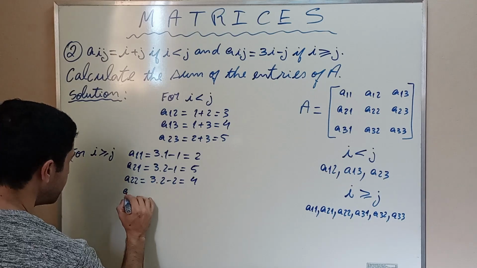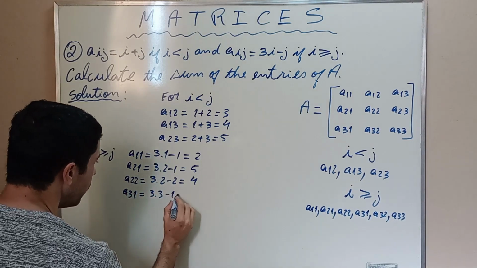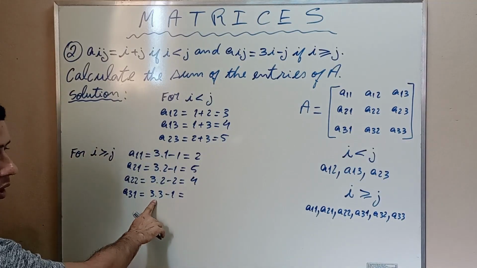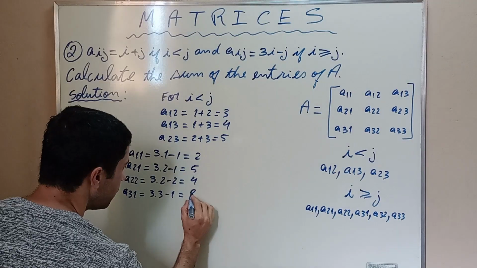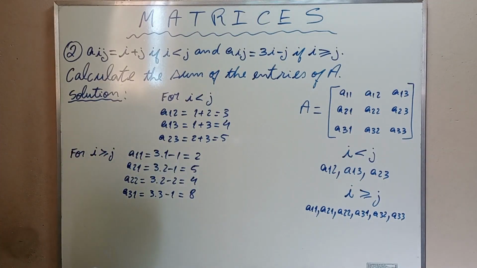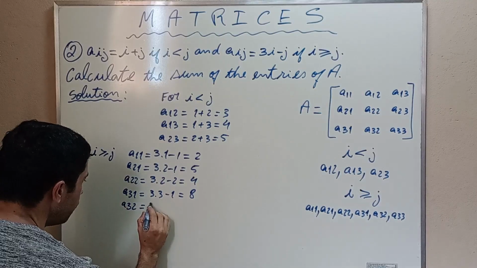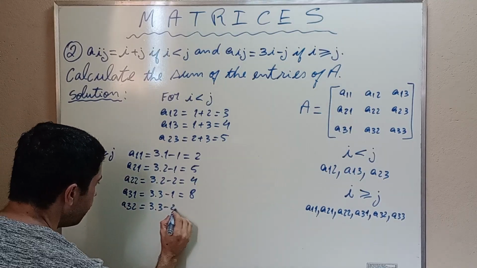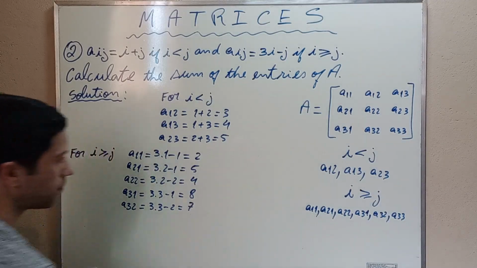A31, 3 times 3 minus 1, and this is equal to 9 minus 1, which is 8. A32, 3 times 3 minus 2, and this is equal to 9 minus 2, which is 7.